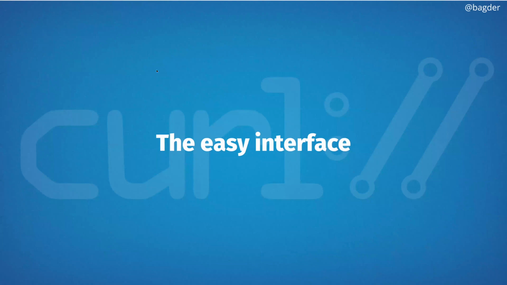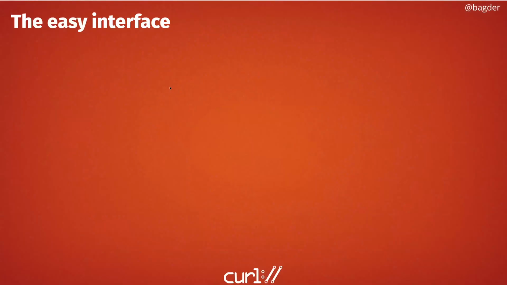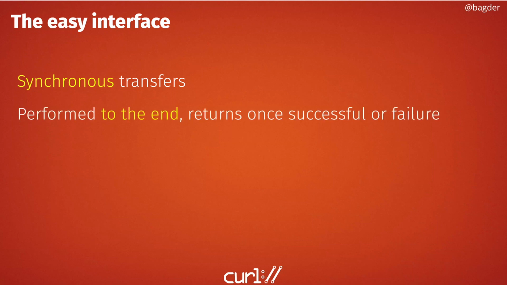Okay, anyway, so the easy interface, that's the way you do synchronous transfers. You pretty much set things up, do a transfer in a single function call, and it'll do the entire transfer before it returns. So that's why it's a synchronous transfer. If it's a slow transfer or a huge transfer or whatever, it might take a long time until the function returns because it's a synchronous function call. And it'll perform until it succeeds or fails, right? Until it's done, pretty much.